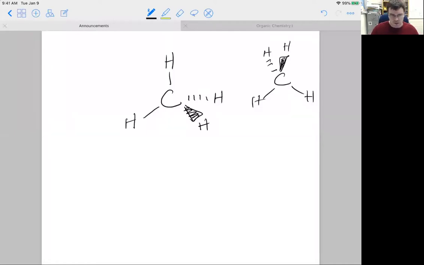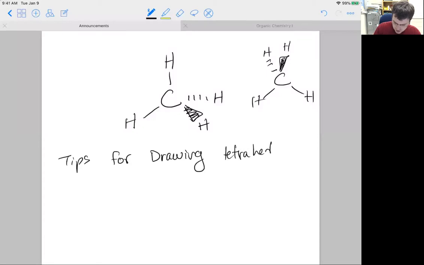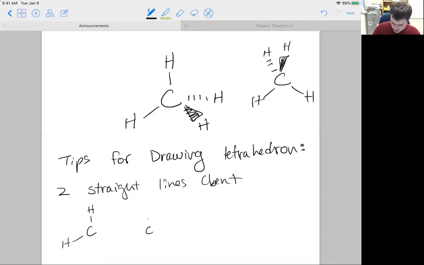Okay, so we were talking about drawing tetrahedrons last time, and again, the tips for drawing a tetrahedron are you want two straight lines and you want them to be bent, and they could be in any direction. So again, that's my go-to. You could have the straight lines this way, so long as they're bent from each other. If you just draw them linear, that's not going to get you there. So I've got top, bottom, and sure, side to side.